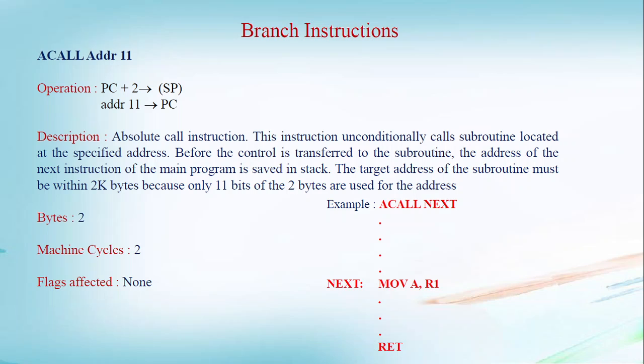First, ACALL ADDR11. It means absolute call instruction. This instruction unconditionally calls a subroutine located at a specified address. Before the control is transferred to the subroutine, the address of the next instruction of the main program is saved in the stack. The target address of the subroutine must be within 2 kilobytes because only 11 bits of the 2 bytes are used for the address. It requires 2 bytes and 2 machine cycles. Flags affected: none. Example, ACALL NEXT.